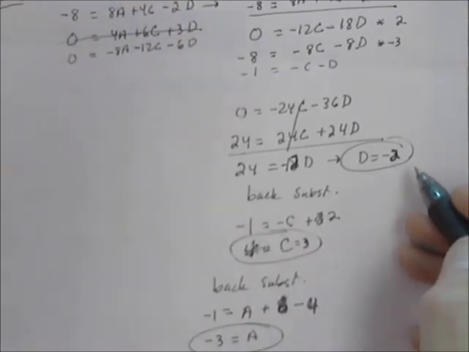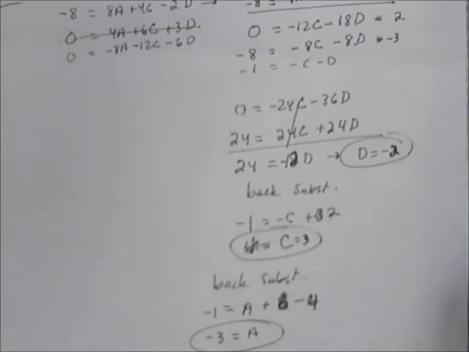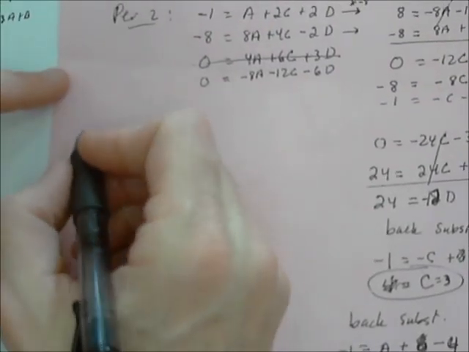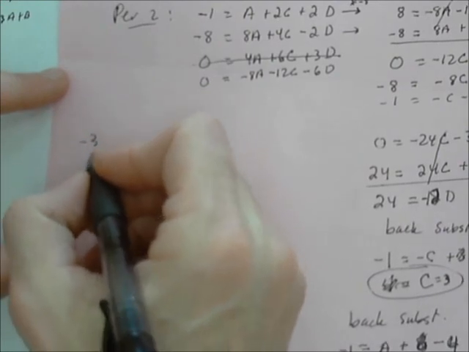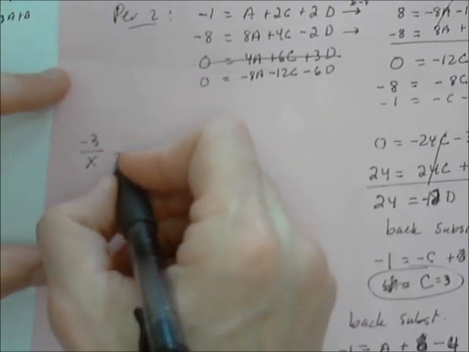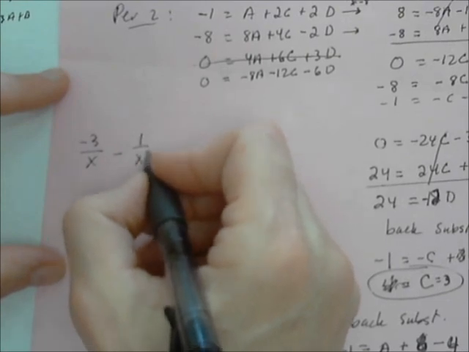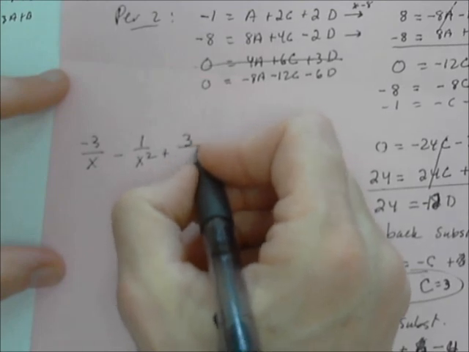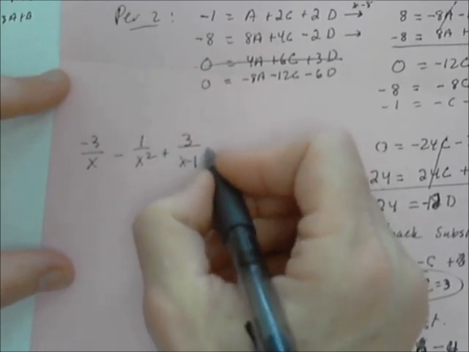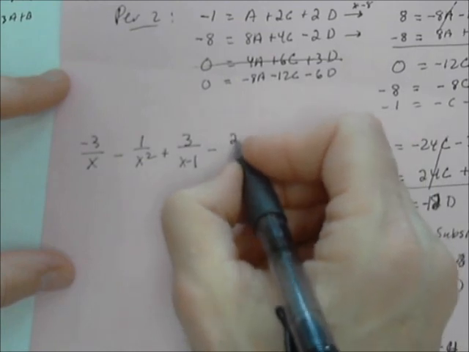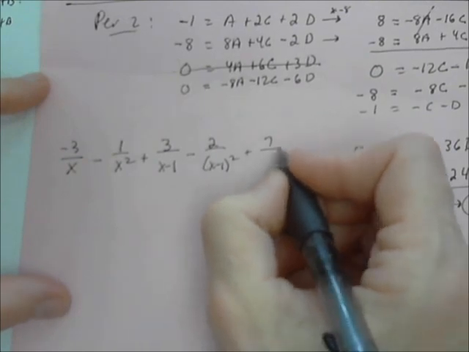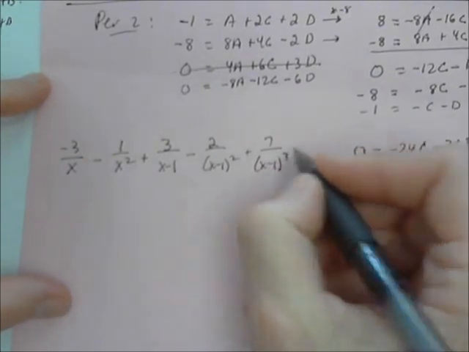So if you remember from before, B was negative 1 and E is 7. So what we're going to do is put all that together and write it as: the A value was negative 3, so we have negative 3 over x. B was negative 1, so we have minus 1 over x squared. C was 3, so we have 3 over x minus 1. D was negative 2, so we have minus 2 over x minus 1 to the second power. And E was 7 over x minus 1 to the third power.